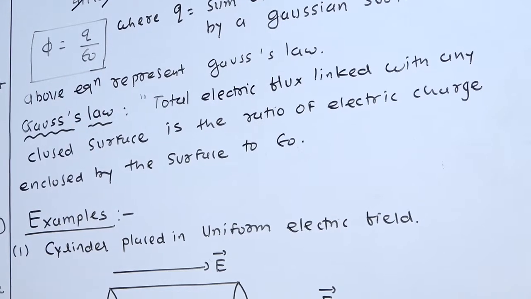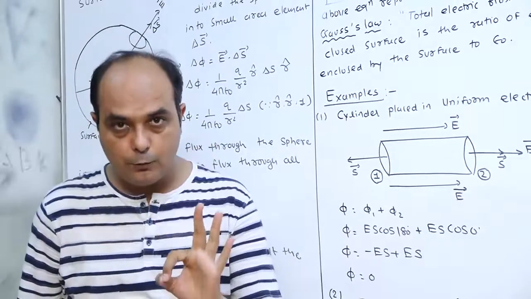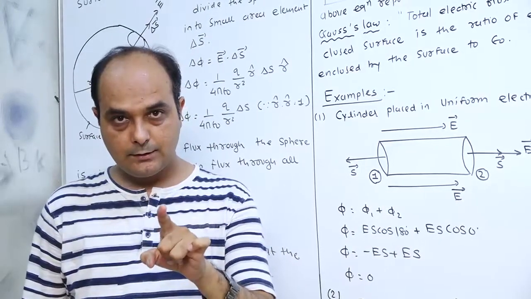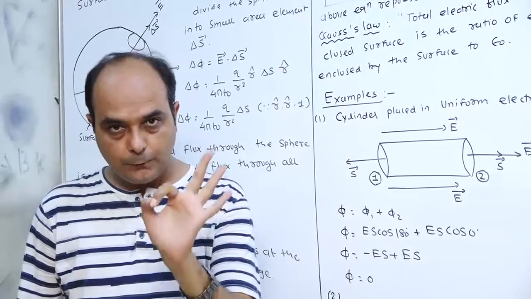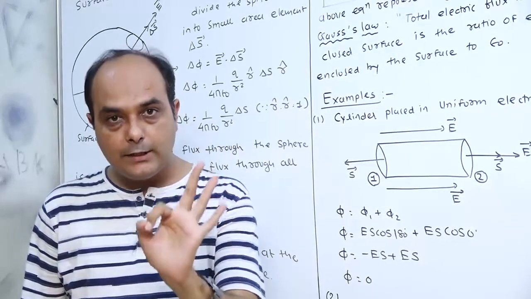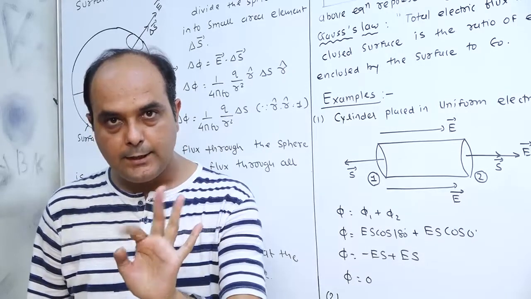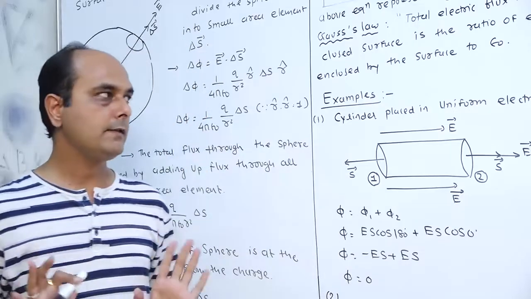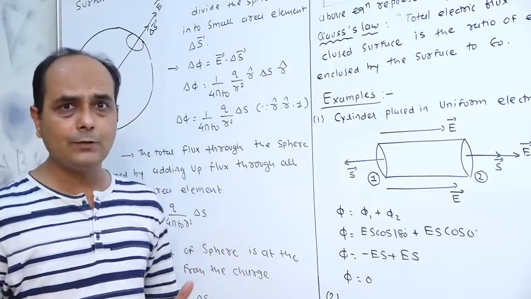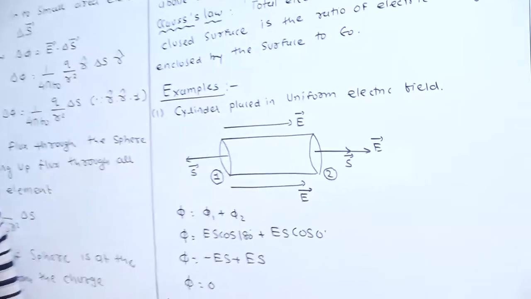So this Gauss law can be used to find out the electric flux when the charge is enclosed by any Gaussian surface, and that can be calculated by using the Gauss theorem. Students, related to the Gauss theorem or electric flux, there are some examples given.